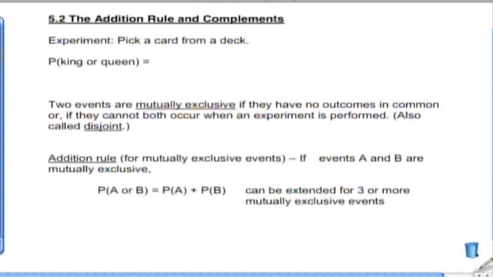Okay, in 5.2, we talk about the addition rule and complements. So let's say we're going to pick a card from a deck, and we want to calculate the probability that that card is a king or a queen. Okay, so how many kings and queens are there in a deck of cards? Let's see, there'd be 4 kings and 4 queens, so that's 8 cards altogether out of the 52 cards in the deck. Oh, hey, and let's try our little trick.